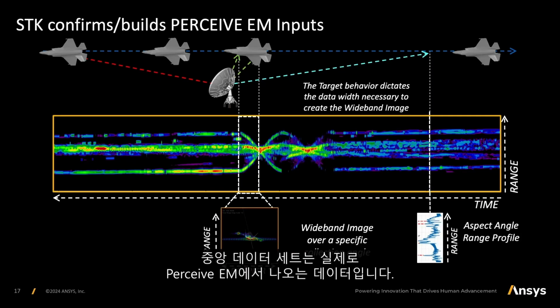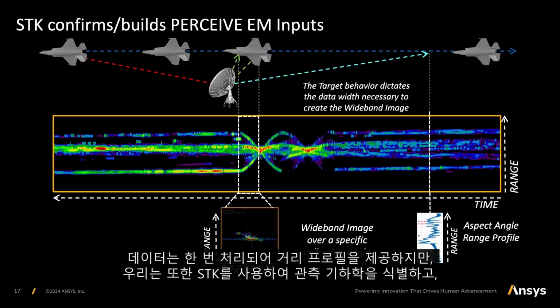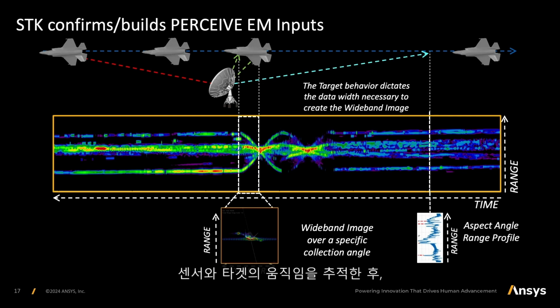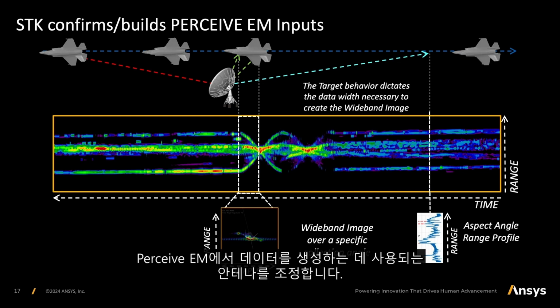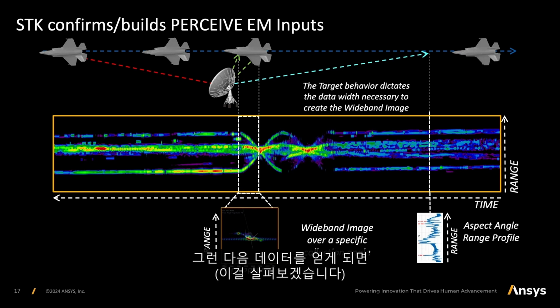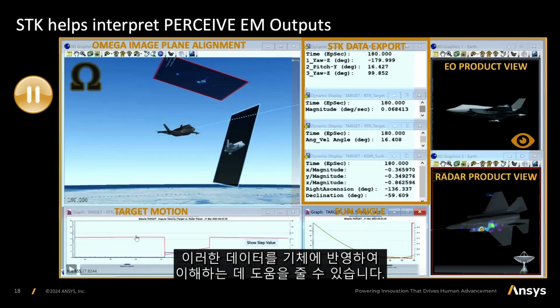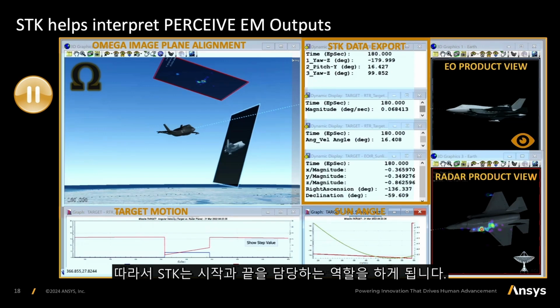In the following slide, what you're seeing is that center data set is what comes out of PerceiveEM. That's the raw radar data. It's processed once to give you the range profiles. But we also use SDK to identify the viewing geometries, how the sensor moves, how the targets move, and then we steer the antennas used in PerceiveEM to generate that data. Then, when you have that data, it gets put onto these planes to help you understand that. So SDK does become the bookends.